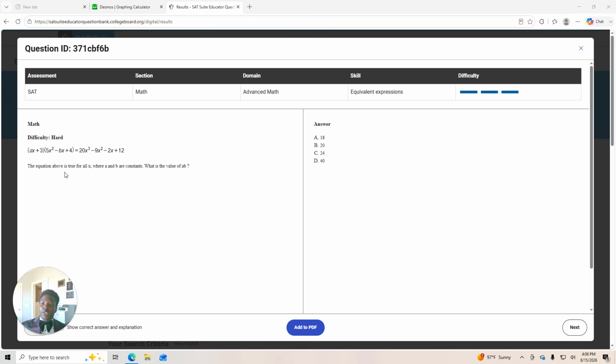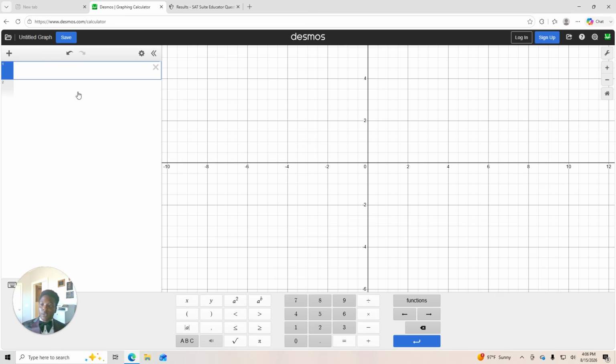So our first question: the equation is true for all x, and A and B are constants. What's the value of AB? They gave us an equation right here, so let's put it in Desmos. I think the hardest part of this is having the patience to put it all in Desmos. 5x adding to the 5x minus bx plus 4. I think that was 5x squared.